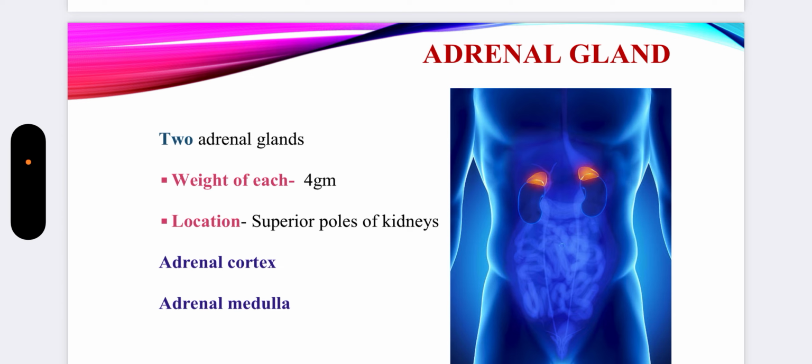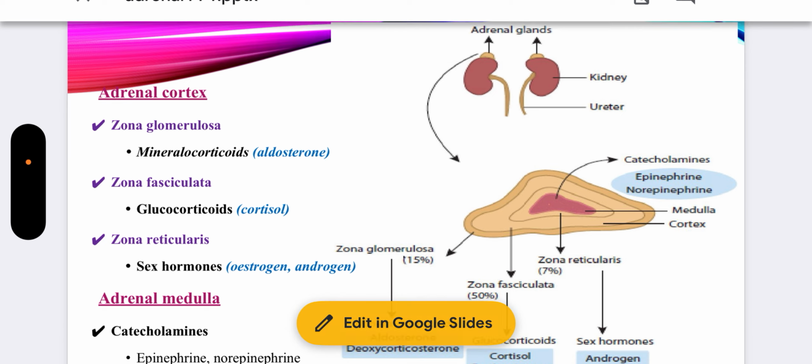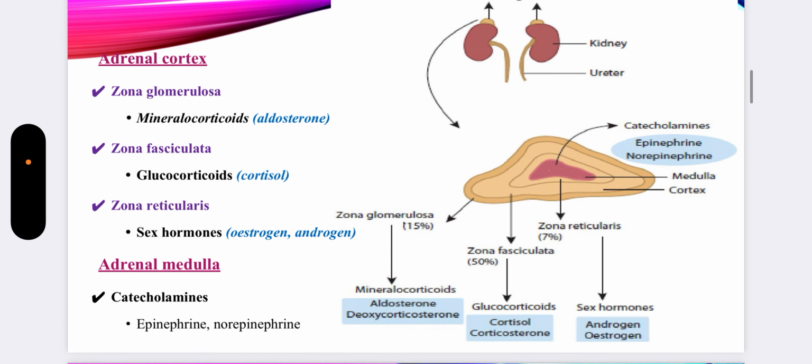See, there are two adrenal glands, each weighing around 4 grams, and they lie at the superior poles of both the kidneys. Each adrenal gland is composed of adrenal cortex and adrenal medulla. As you can see in this figure, each adrenal gland has an outer cortical part called adrenal cortex and an inner medullary part called adrenal medulla.